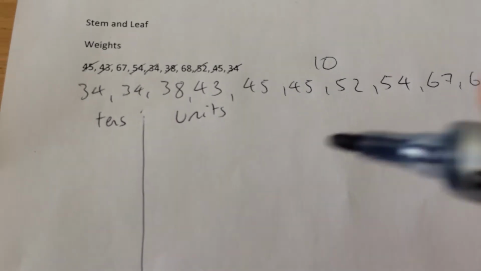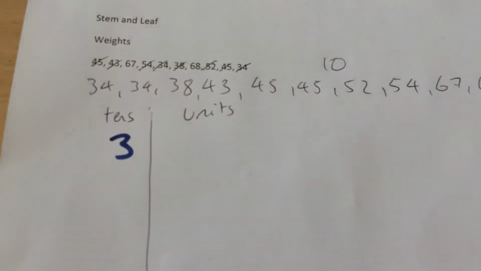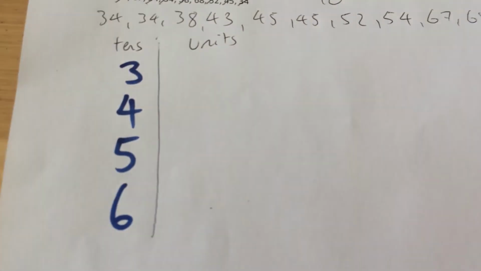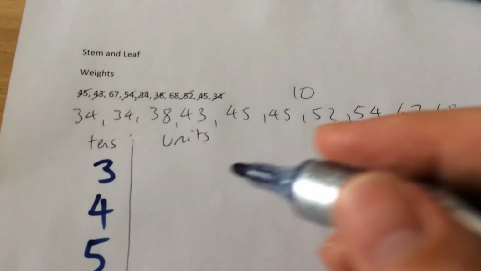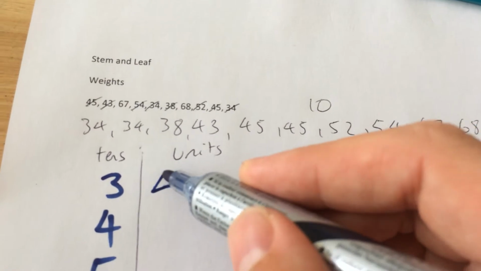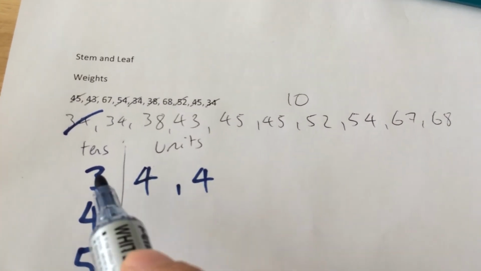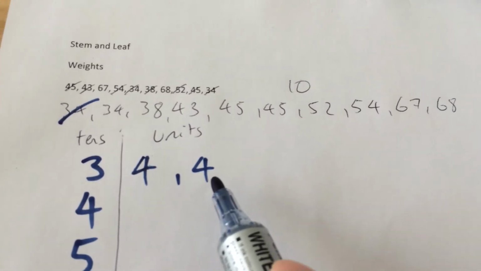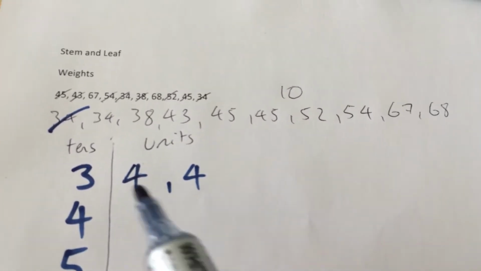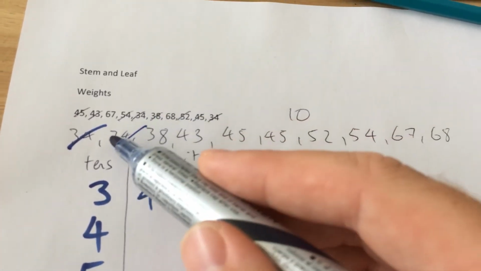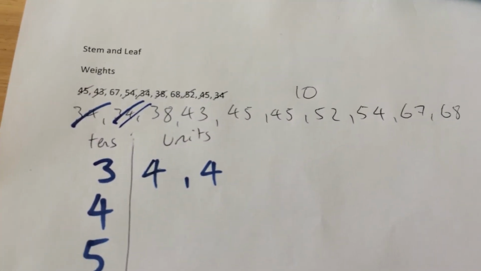So 3 is going to stand for 30, 4 for 40, 5 for 50, and 6 for 60. And the units then, so I've got a 34 there, so I'm going to cross that off. Another 34. I don't need to write 3, 4 because it's got 30 there, and it's got the leaf there. That's the branch, almost the stem, and then here comes the branch, and these are the units being the leaves. It doesn't say branch, but stem, leaf, and branch.